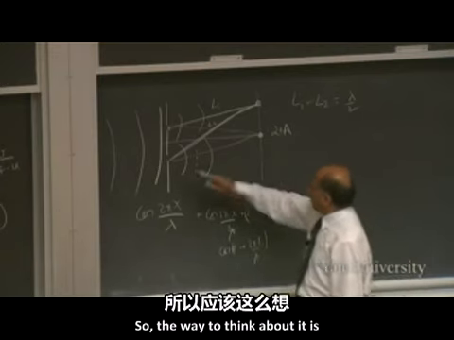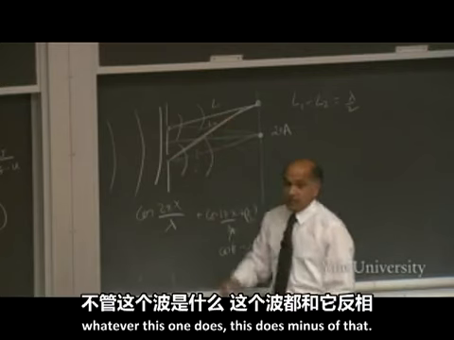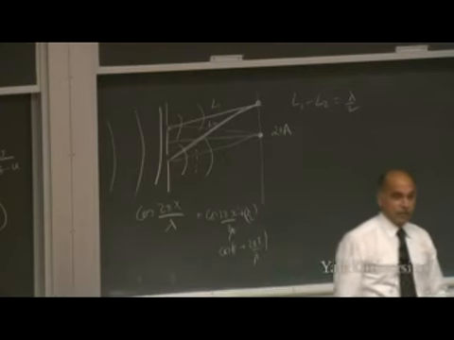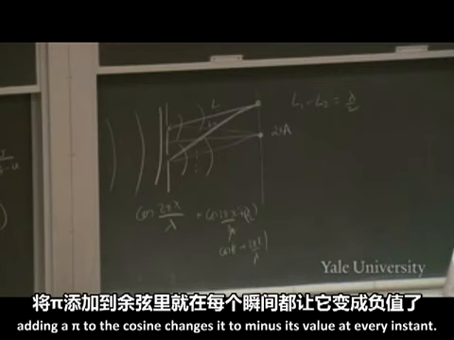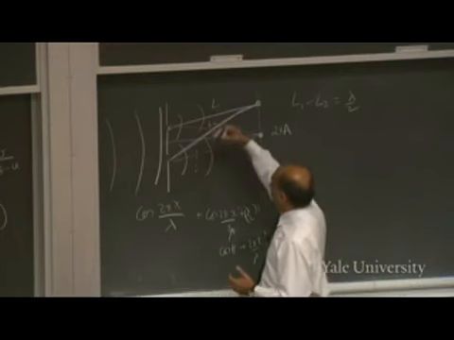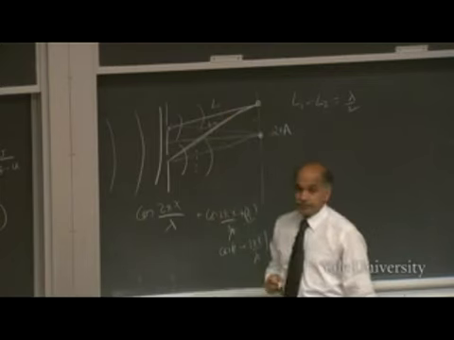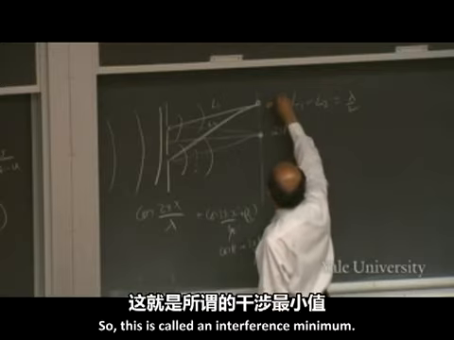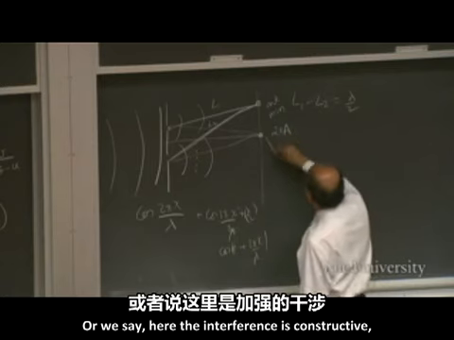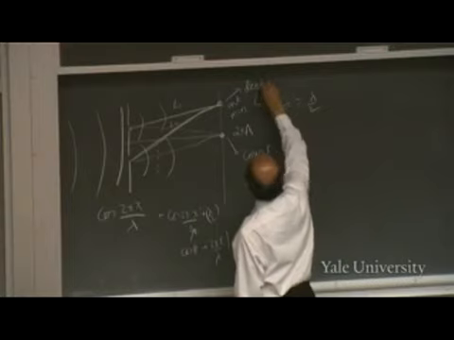So the way to think about it is when you're half a wavelength behind coming from here, whatever this one does, this does minus of that, because shifting by half a wavelength is adding a pi to the cosine. Adding a pi to cosine changes it to minus its value at every instant. Not only does crest come with trough and trough comes with crest, every possible displacement comes with minus of that from here, and you get nothing here. So this is called an interference minimum. Or we say here the interference is constructive, and here we say the interference is destructive.